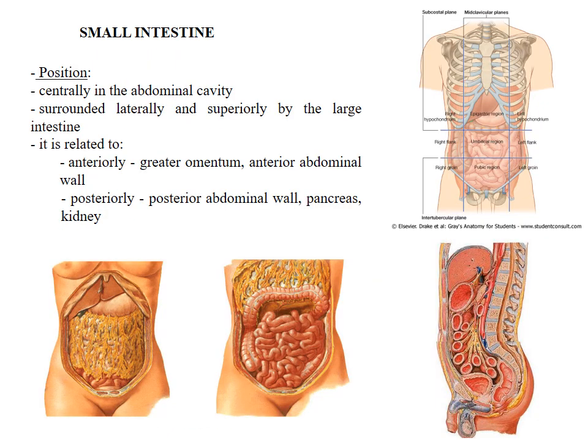Small intestine is situated in the abdominal and peritoneal cavity. It is situated in the central part of the abdominal cavity. Small intestine is surrounded by the large intestine, coils of large intestine, laterally and superiorly.